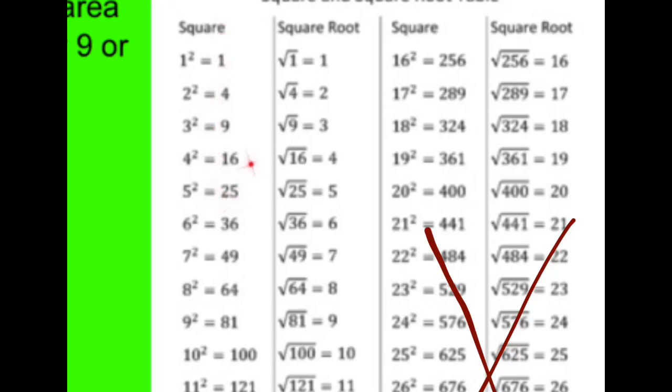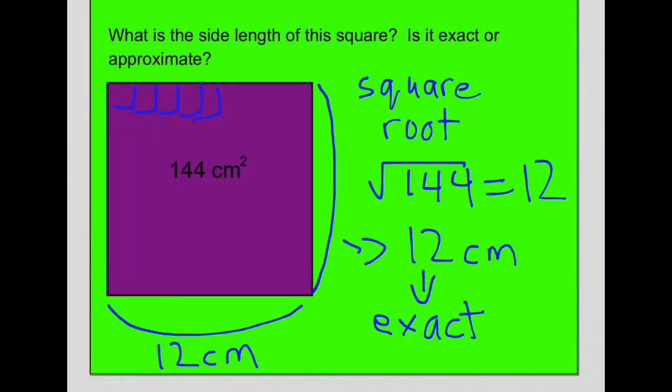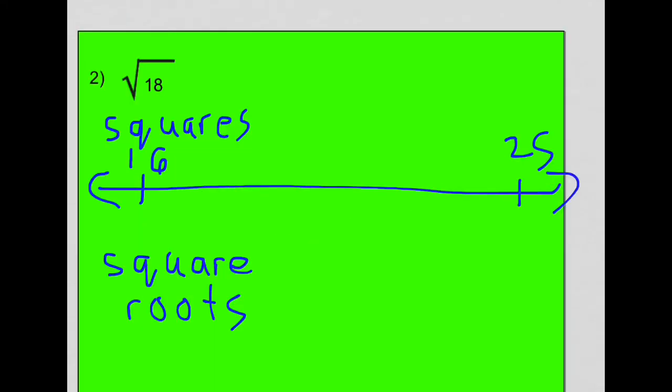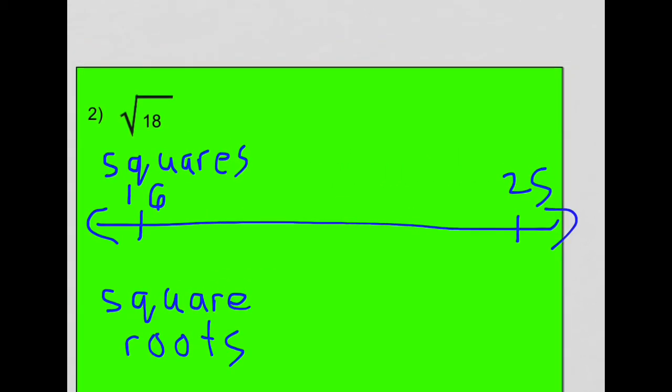16 and 25 are the two perfect squares that would surround 18, right? 18 would be right in between those two perfect squares. But 18 is not a perfect square. So what I want to do next is figure out where to put 18 on this number line. Now I know that it's probably going to be somewhere closer to 16, but I think it'll be easier to pinpoint if I find the midpoint of 16 and 25. Here's how I find the midpoint.